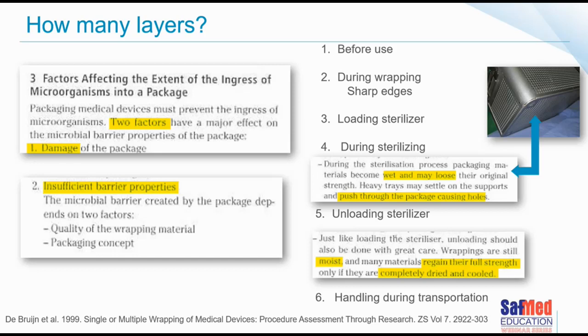When unloading the sterilizer, of course, the wrapping or the packaging is at risk, and he goes on to state that just like loading, unloading should also be done with great care. Wrappings are still moist, and many materials regain their full strength only if completely dried and cooled. And needless to say, handling during transportation. So those are all of the areas that he discusses in the background to the study on how many layers of sterile barrier system do we need.